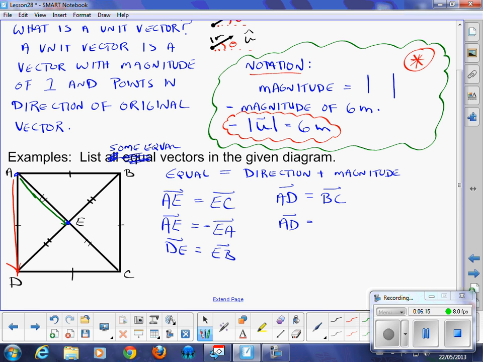So vector AD, that's my red vector I've drawn here. What happens if I follow a different path? What happens if I start at A, go down to E, and then come over here? I have the same result. I ended up at point D. Is that possible? And the answer is absolutely correct.